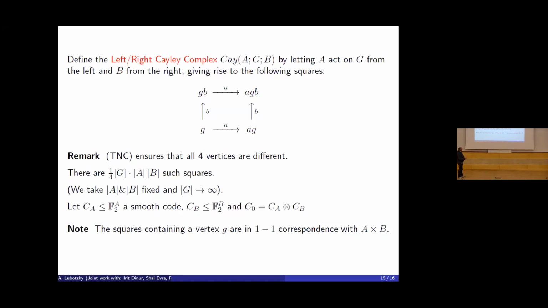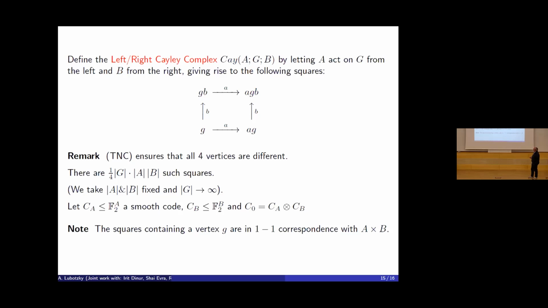You start with G, you multiply it from the left by A, you multiply it from the right by B, you multiply it up by the same A, and on the right by B, you get to AGB, and this will be a square of the graph. So for me, this left-right Cayley complex is a two-dimensional object which has vertices, edges, and squares. The conditions T and C, if you check them, are exactly saying that all these four vertices are different from each other.